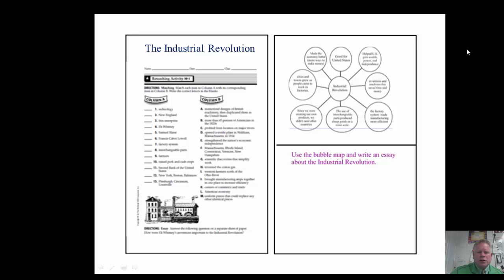Now here's the notebook. I want you to make a flappy out of the Industrial Revolution worksheet. On the underside, I want the answers to those two questions. Write the questions too. On the right side top, put the bubble map in and color it. And then on your Google Docs, write the essay, print it out, cut it out, and paste it on the bottom right.